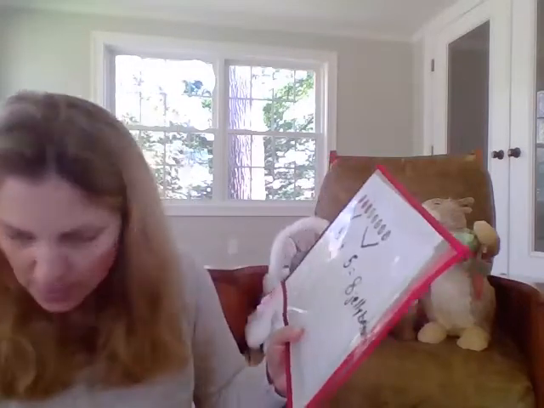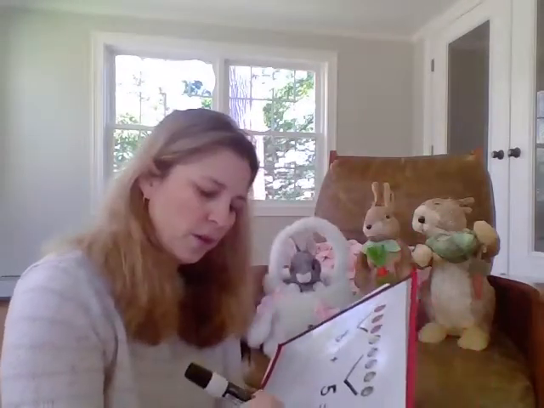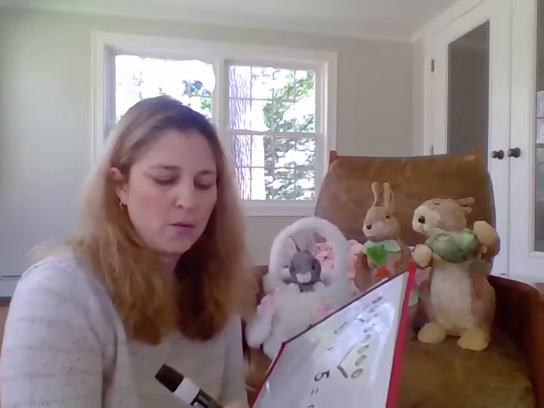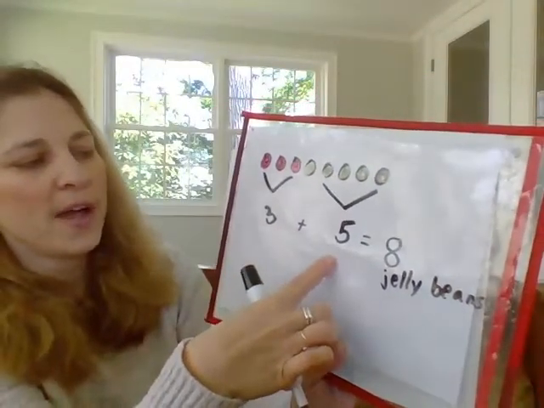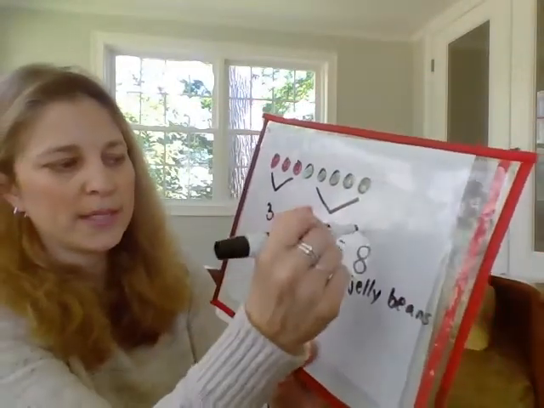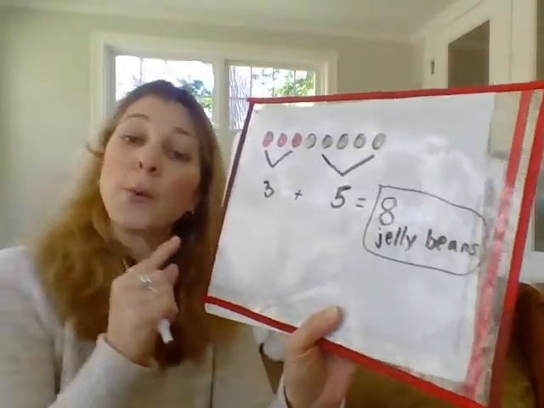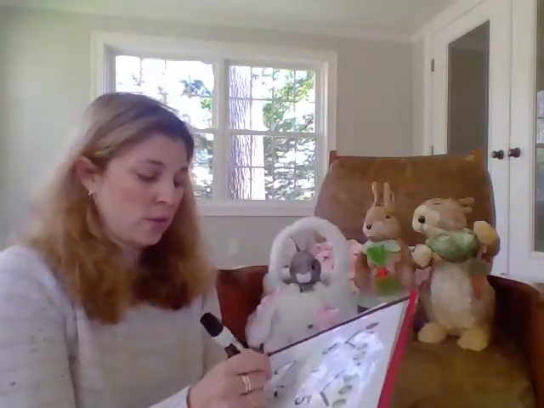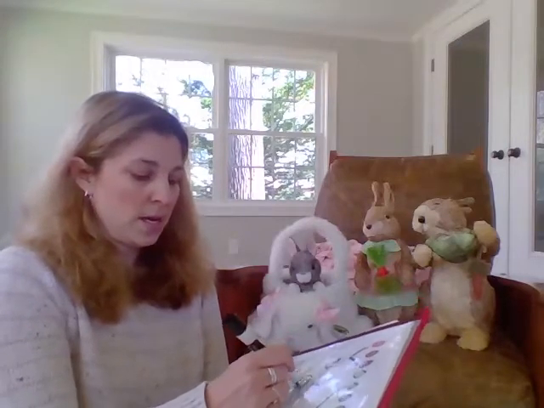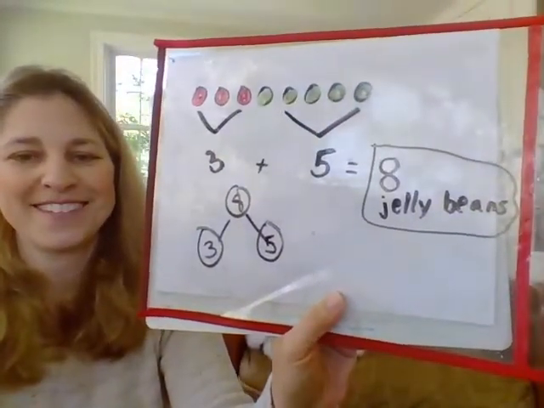Oh, I can't fit it on my board. That's okay. I can go right underneath. Okay, there we go. So 3 plus 5 equals 8, and then I wanted to label that I am in fact talking about jelly beans. I'm going to circle my answer. Now I'm going to put that number sentence in the number bond, okay? So let's see, I'm going to go like this, 8, 3, and 5, and there's my number bond, okay?